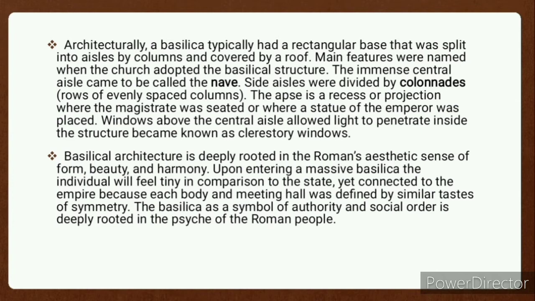Basilical architecture is deeply rooted in the Romans' aesthetic sense of form, beauty, and harmony. Also, it is a symbol of authority and social order that is deeply rooted in the psyche of the Roman people.